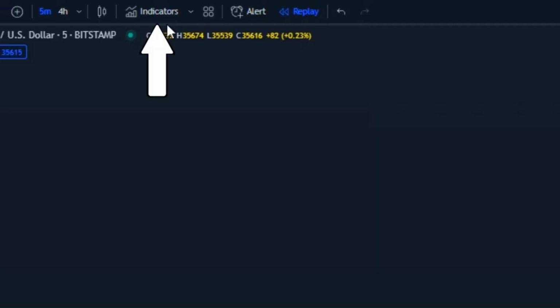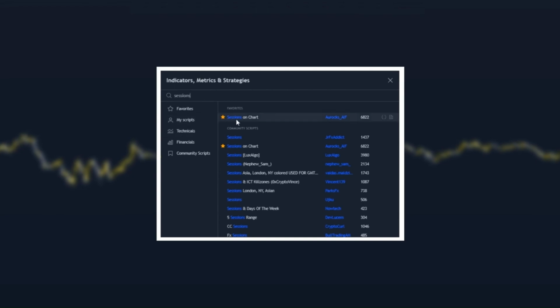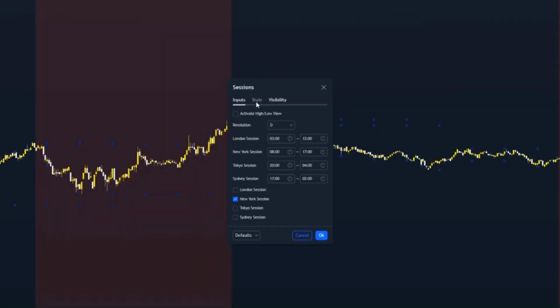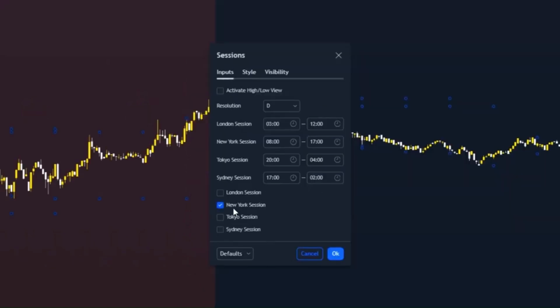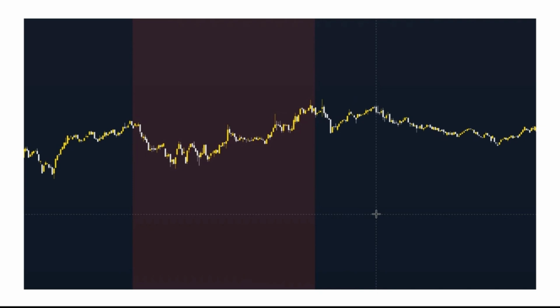So to do this, click on indicators at the top, type in sessions, and it's the sessions on chart. Add this indicator to your chart and then remove London, Tokyo and the Sydney sessions. We only want to keep New York on the chart as this red block is the only time we will be taking trades. The sessions indicator is definitely not needed.